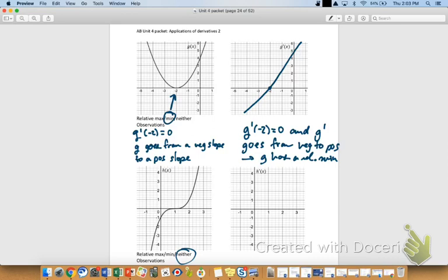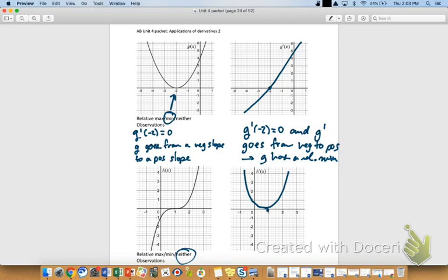So I notice here that Cole has kind of a parabola looking graph. Do you guys agree with that on this H prime? You guys agree with that? H prime is positive the whole time except for maybe right there at x equals 1. Okay.